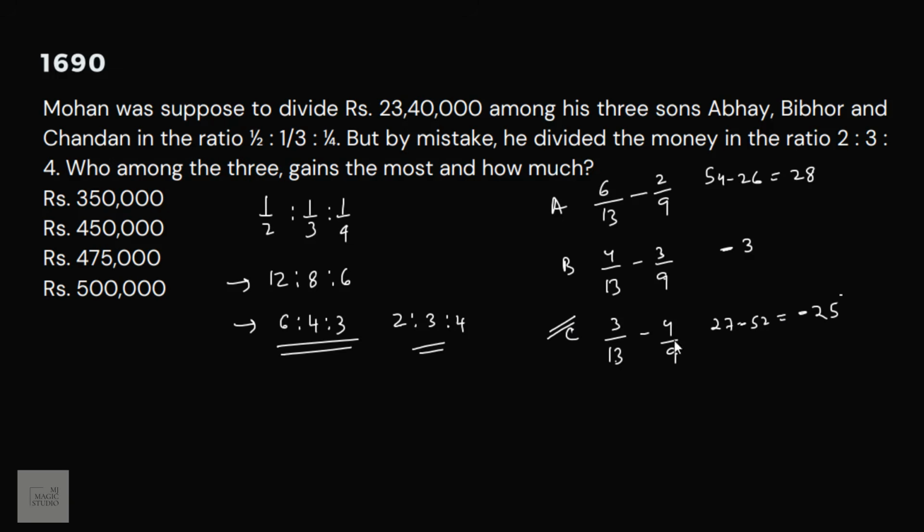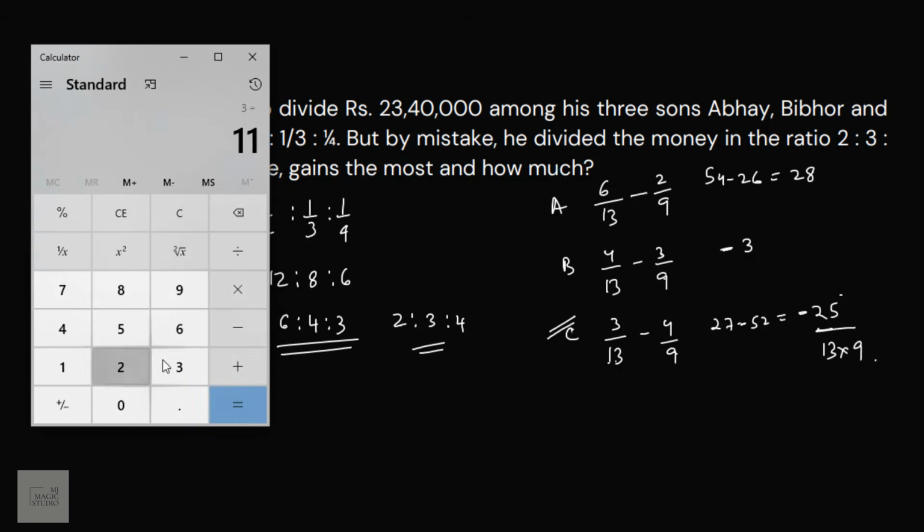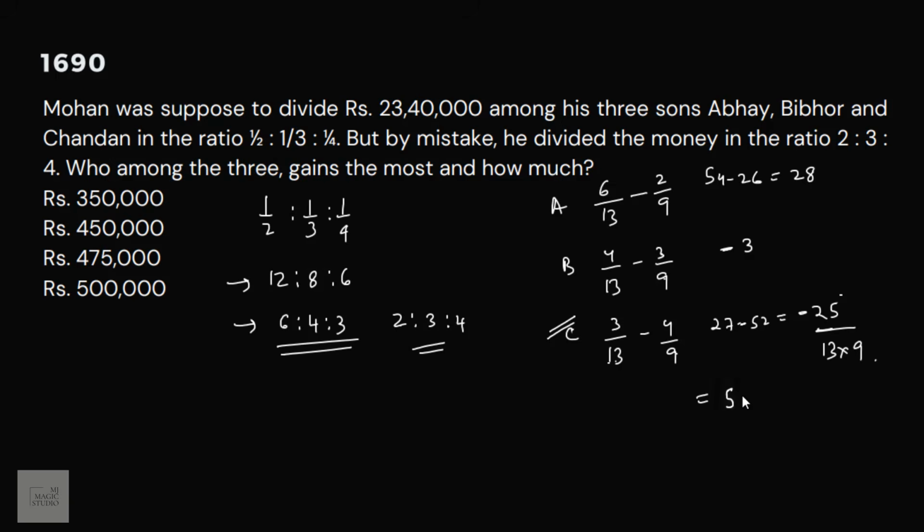Obviously, C gains the most. And by how much? 25 by 13 into 9 points. 25 into 23,40,000 divided by 13 divided by 9 equals 5 lakh. C gains by 5 lakh. Option D fits in.